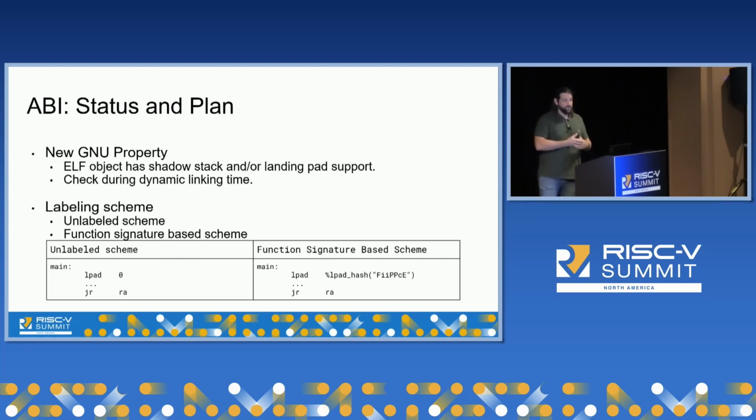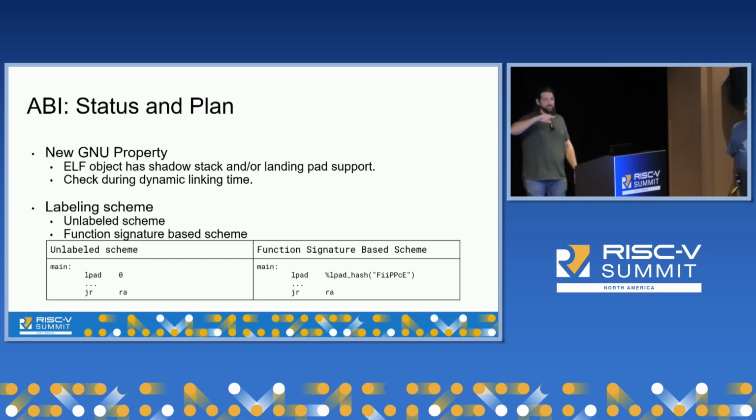Then we added a new GNU property in order to mark if an ELF object supports shadow stack and landing pads. You can support shadow stacks or landing pads or both. There is no restriction on that. This is checked during dynamic linking. And for the labeling scheme, there is support for the unlabeled scheme, which is pretty similar to what control flow enhancement technology does.